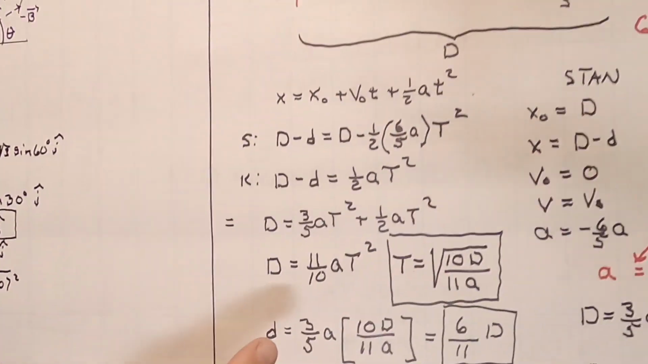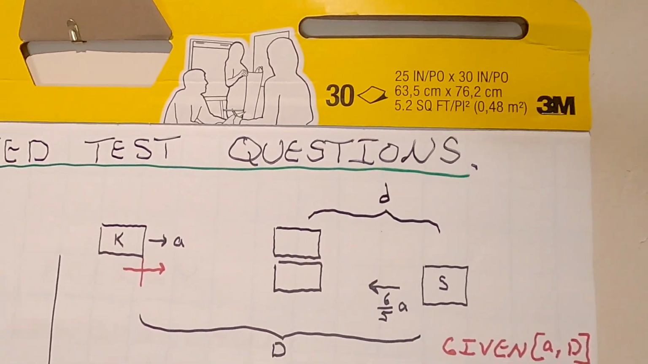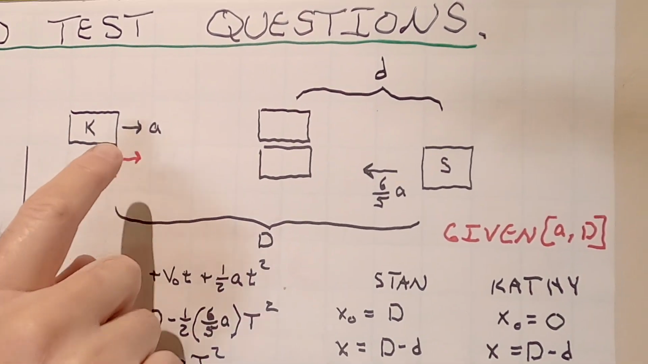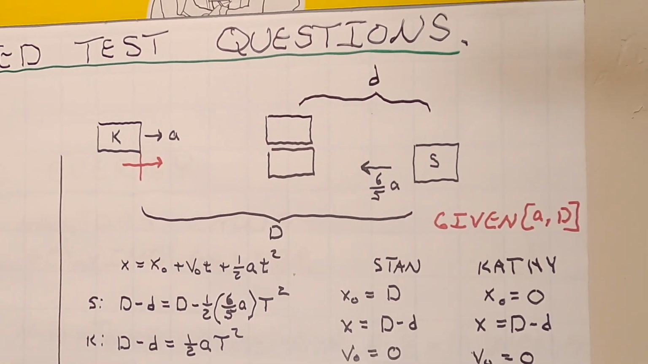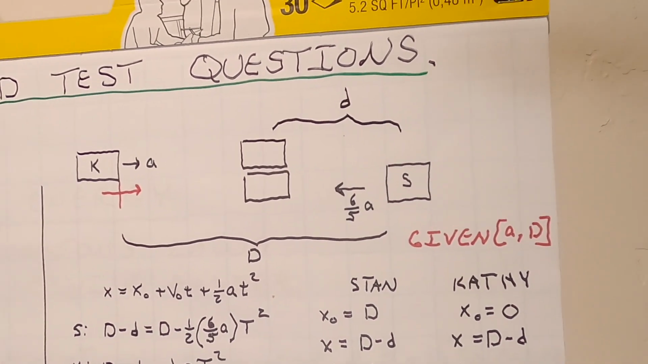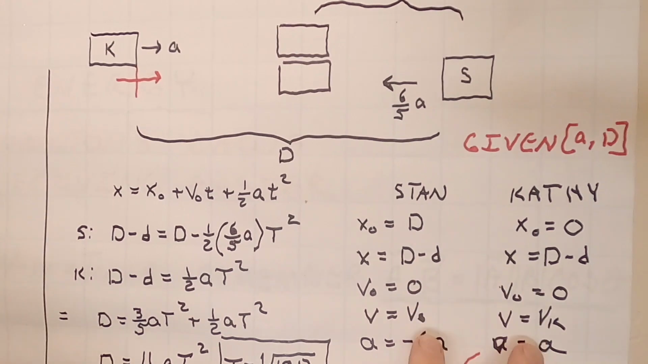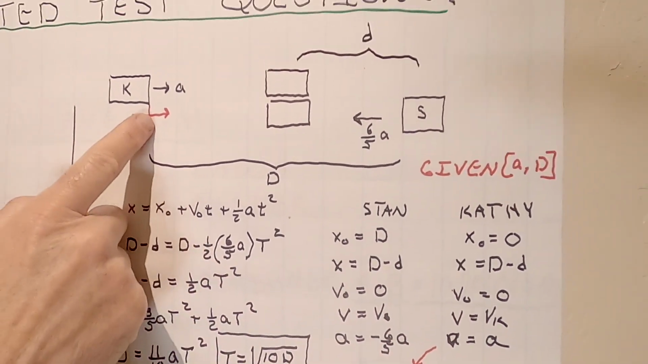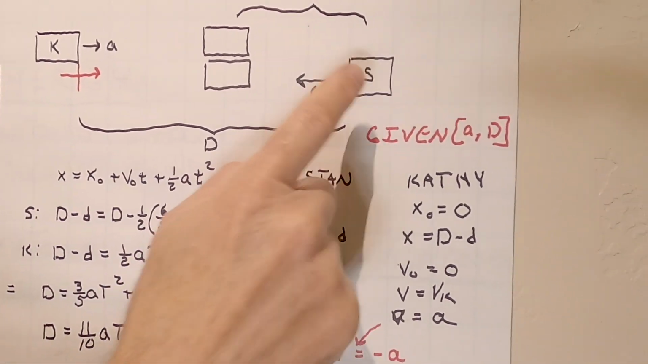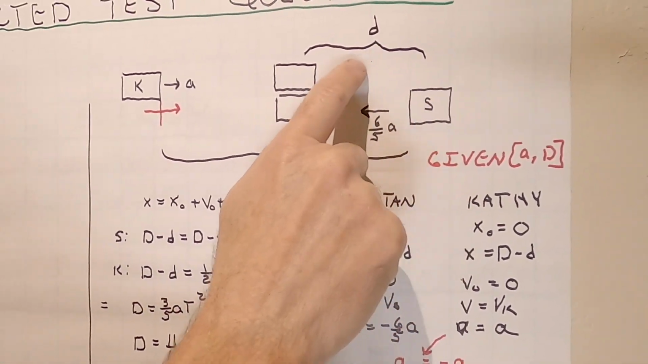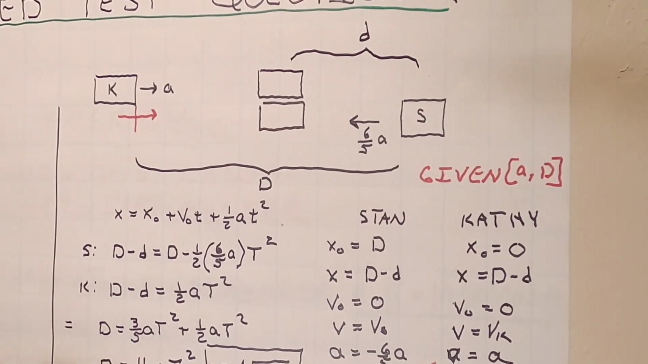The second problem is the one where we had Stan and Kathy heading towards each other. Kathy was accelerating at A and Stan was accelerating this way at 6/5 A. So first of all, we wanted to list all the parameters for Stan and Kathy. I said this is my origin. Stan starts at big D, and I called this little d because we want to calculate the distance Stan moves. We said it was little d.